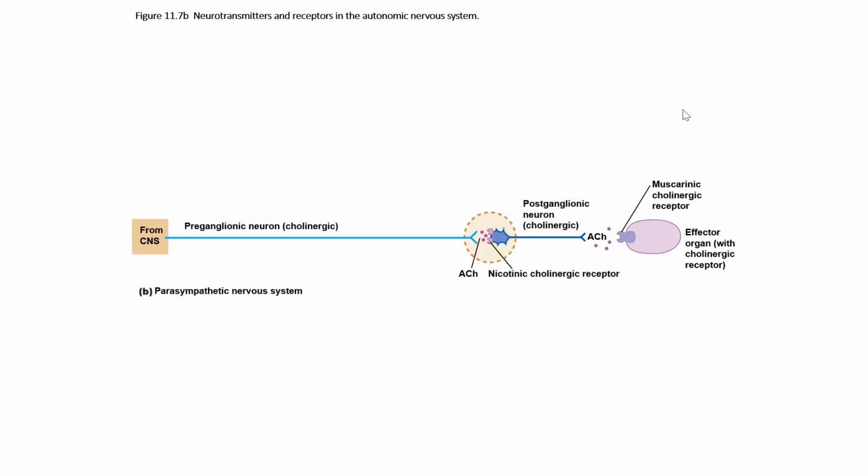So I'm getting a question, what happens if there's no cholinergic receptor? So if there's no cholinergic receptor, then there's a problem. There's a big problem for this response. There needs to be a receptor in order for the signal to carry through.